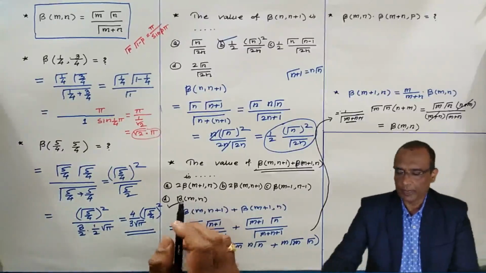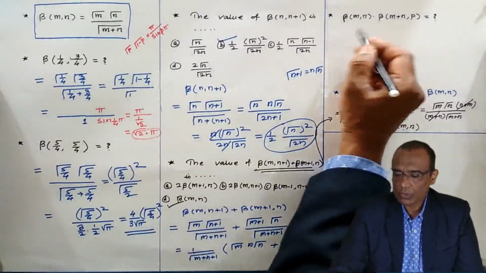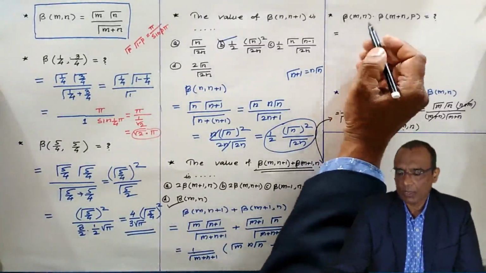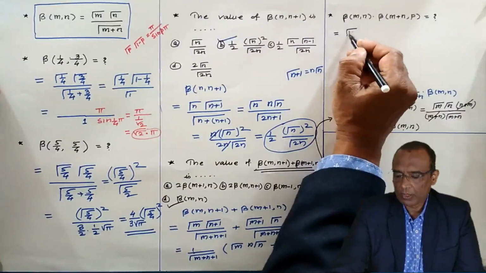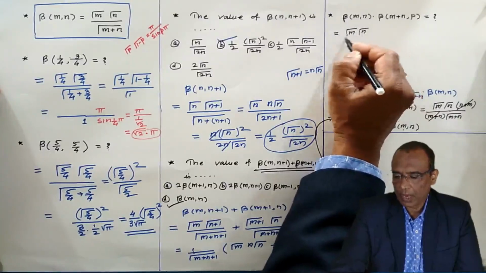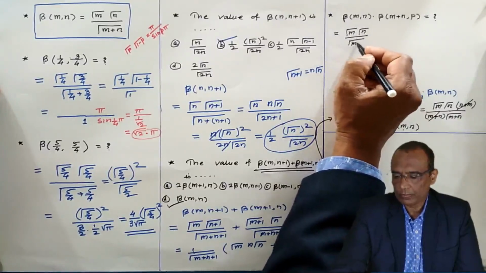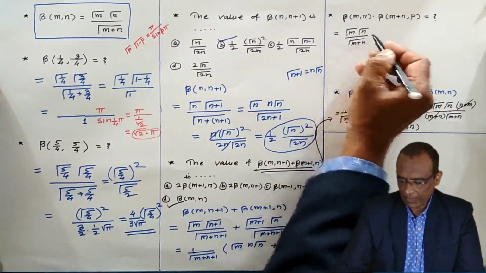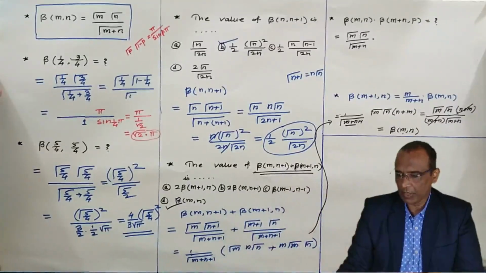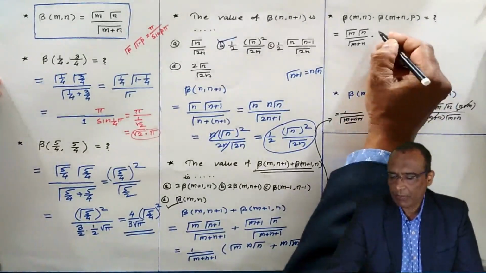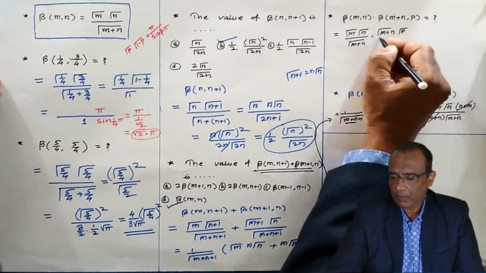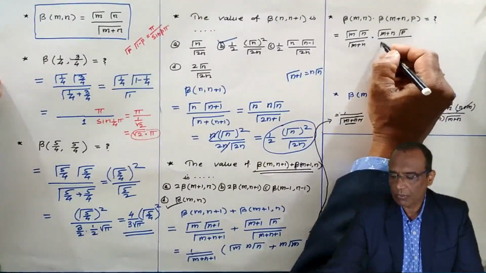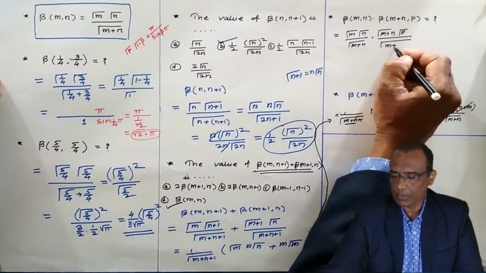Now the same problem. The value of these two beta functions I want. We have the product of two beta functions. Convert into gamma, addition of two, multiplied by. Here it was plus, here we have the multiplication. Gamma first element, gamma second element by gamma of the sum of two elements.